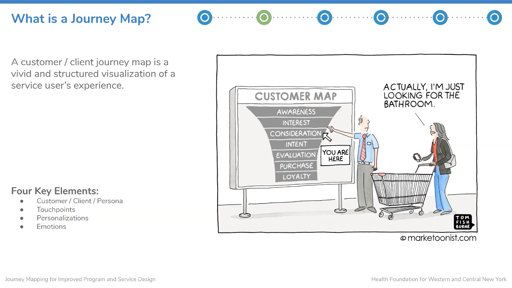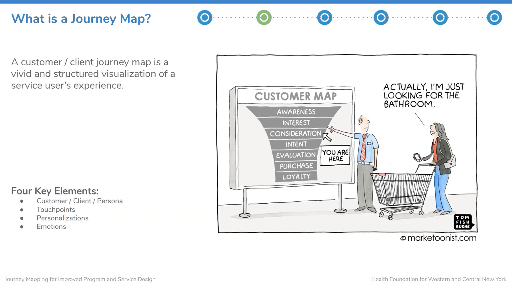There are four key elements of journey maps, and we'll get to these in just a moment. Those are the persona, the customer or client that we have in mind; the touch points that they go through; the interactions that they have; and the emotions that they experience at each of those touch points.